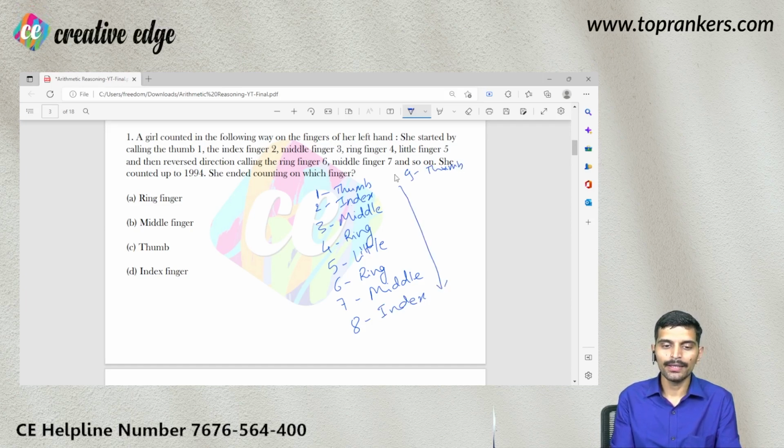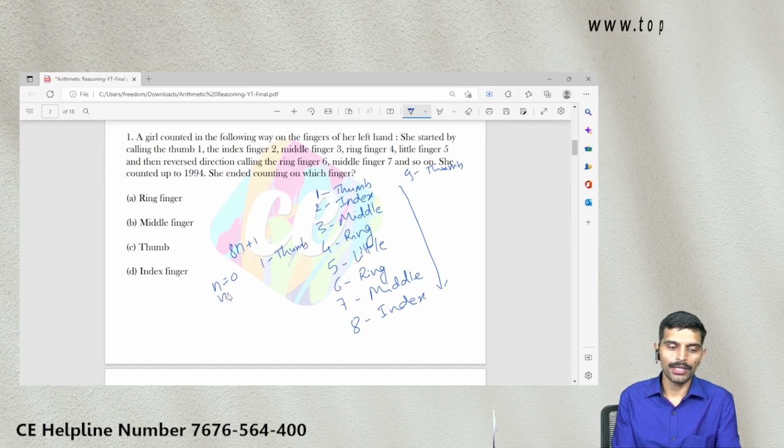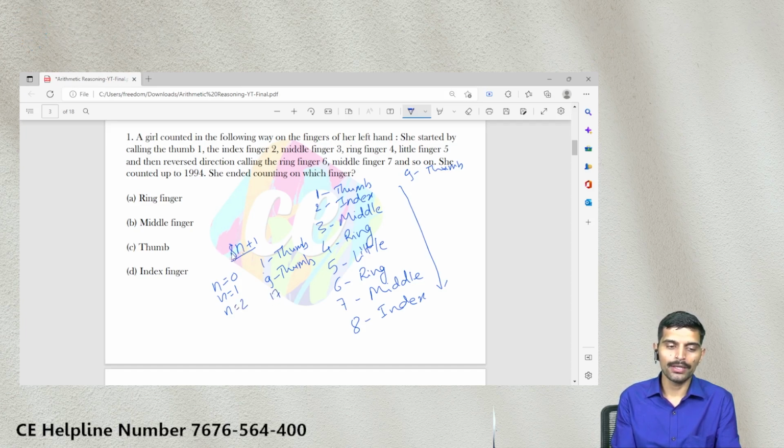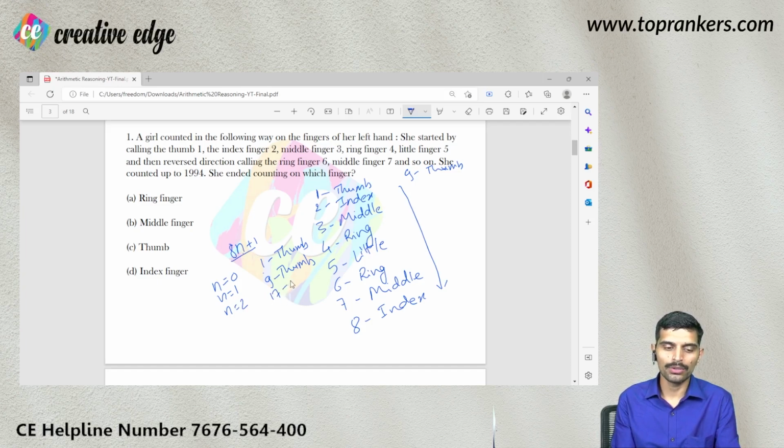So we can say the pattern here is 8n plus 1. If I put n equals 0, at 1 I'll have thumb. If I put n equals 1, this whole part becomes 9, and at 9 also I'll have thumb. For n equals 2, the value I'll get is 8 times 2, 16, plus 1, 17. So at 17 also I'll have thumb, right?